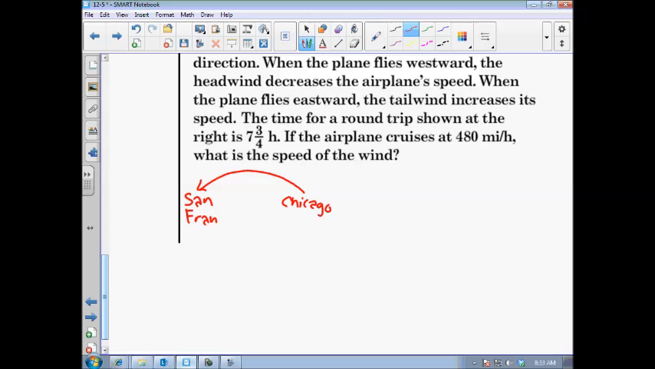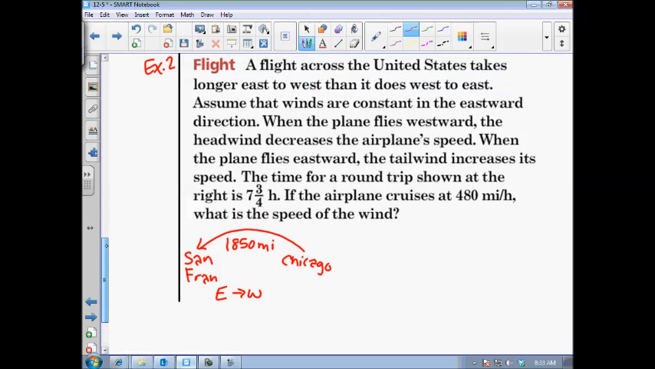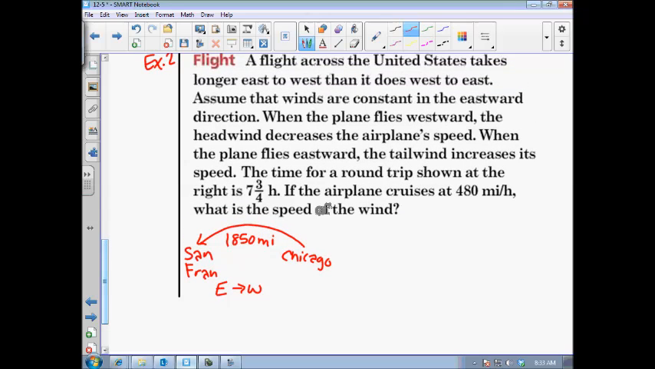Going to San Fran, it's 1,850 miles. Okay, going to San Fran, is that east or west bound? You're heading to San Francisco? That's westbound. So you're starting on the east, you're going west. We're going to be creating a table which will help you solve it, which you'll also need on your homework. Okay? When we are heading westbound, do we have a headwind or a tailwind?